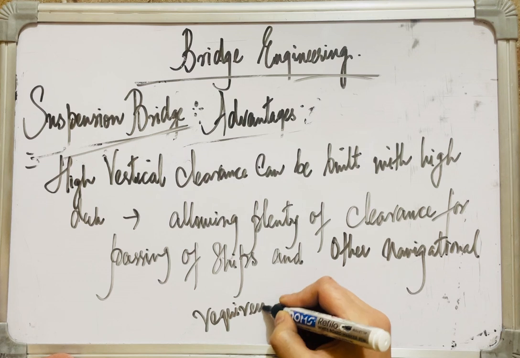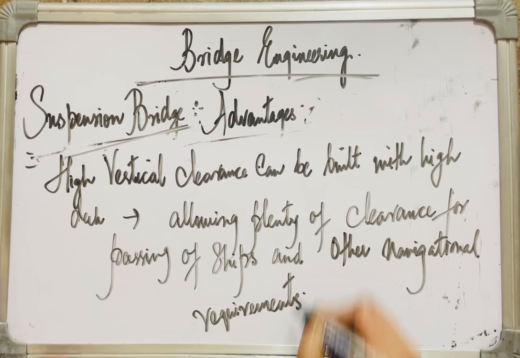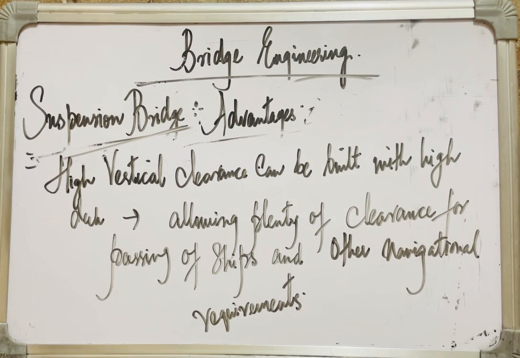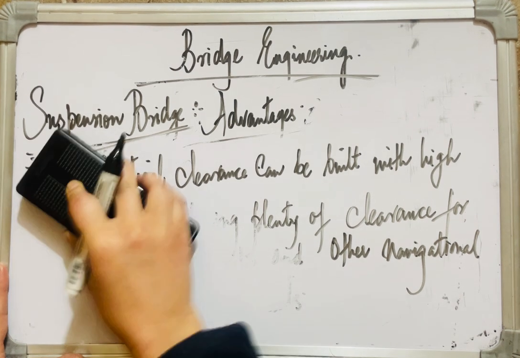All right, so this is also the advantage of these suspension bridges, that high vertical clearance can be built with high deck, which allows plenty of clearance for passing of ships and other navigation requirements. And you know that the vertical clearance is the distance between underneath of the bridge deck and the surface below, and in case of a river bridge, it is the distance between HFL and the deck underneath the bridge.